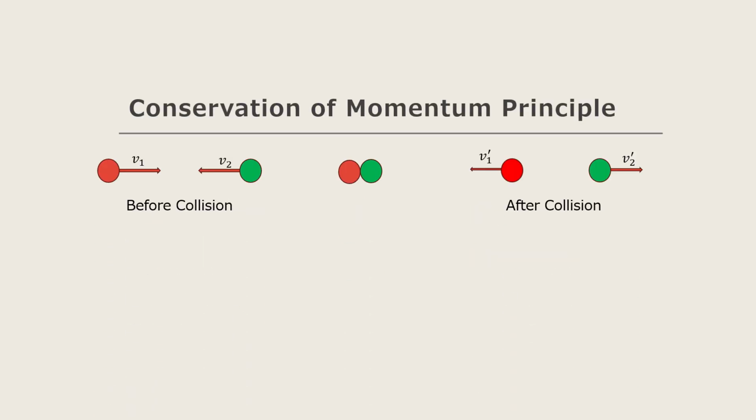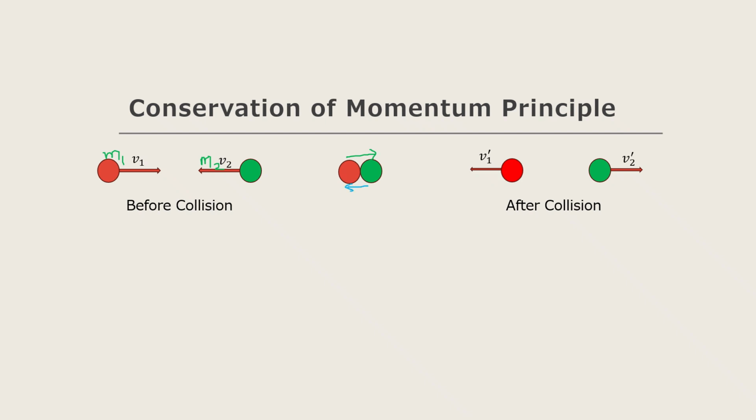What is conservation of momentum? Let's assume we have two balls, one with mass m1 moving with velocity v1 toward the right, and another with mass m2 and velocity v2, moving toward the left. And after some time these two balls collide. The red ball applies a force on the green ball. Similarly, the green ball is also applying a force on the red ball.